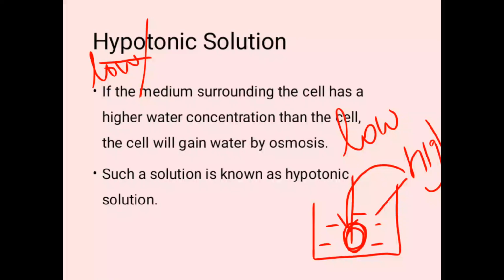So here inside the cell the water concentration is low. Outside the cell the water concentration is high. So how will the movement be? The water will enter into the cell from outside. So it is said to be a hypotonic solution. Even we can take dry grapes, raisins.